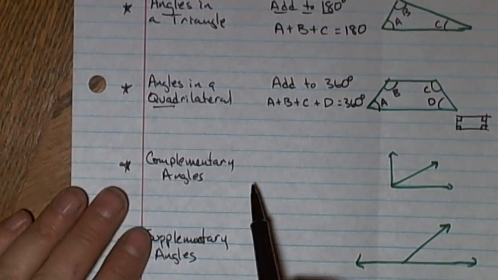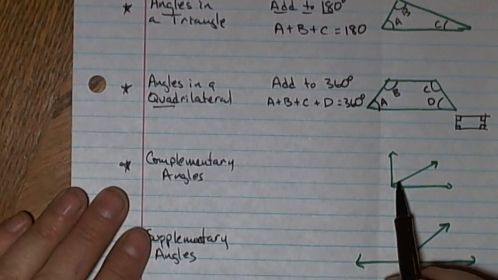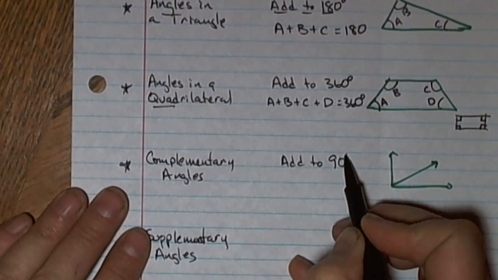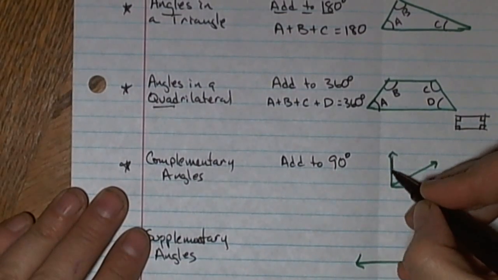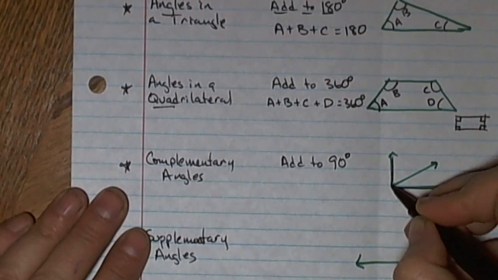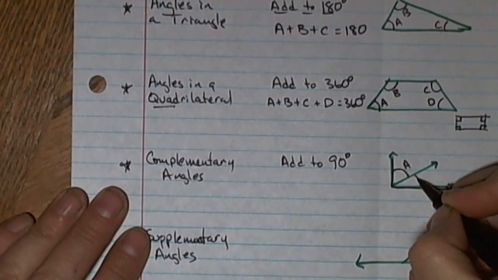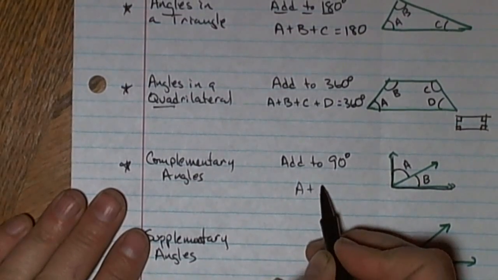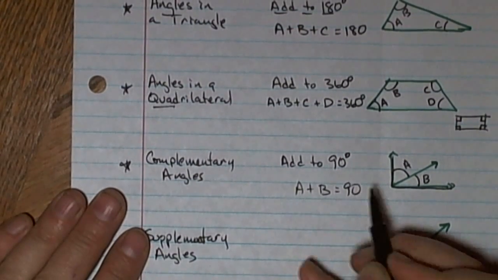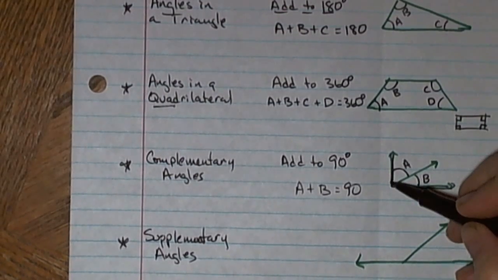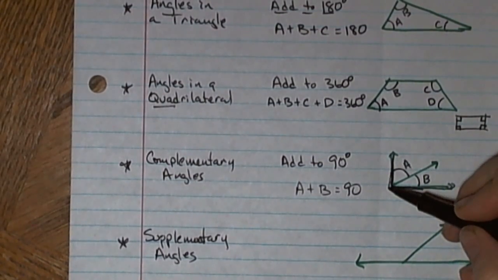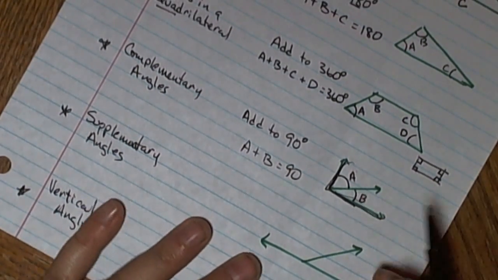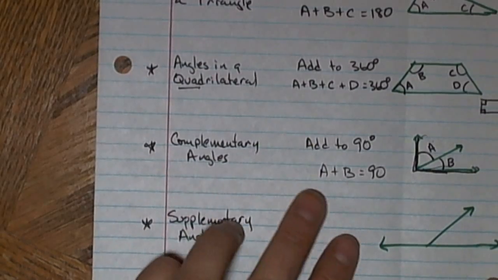Complementary angles means 2 angles that add to 90 degrees. So here's a 90-degree angle, and if I break it up into two separate angles, A and B, if they're complementary angles, that means they're angles that add to 90 degrees. One way I remember that is this right angle that they form is kind of like the letter C if I tip it sideways. And that helps me remember complementary, 90 degrees.